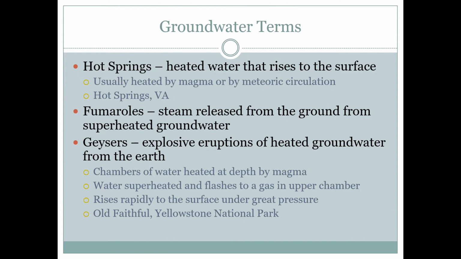Okay. Again, we're still learning terms. Hot springs are when heated water rises to the surface. We used to not know how water was heated in places like here in Virginia. Geologists just assumed that if heated water was coming out of the ground, then it must be a magma source underground somewhere to heat that water.